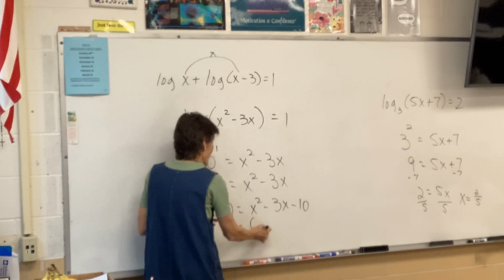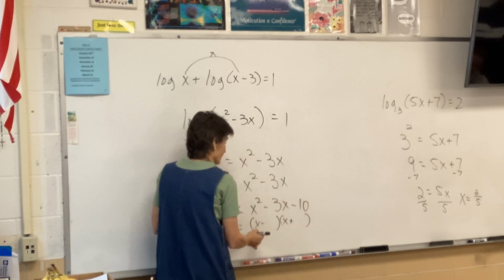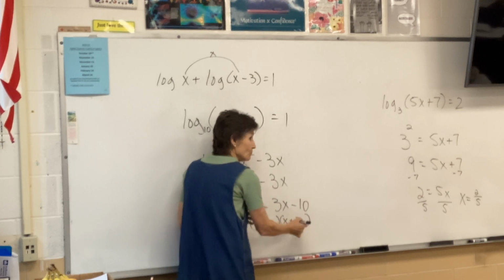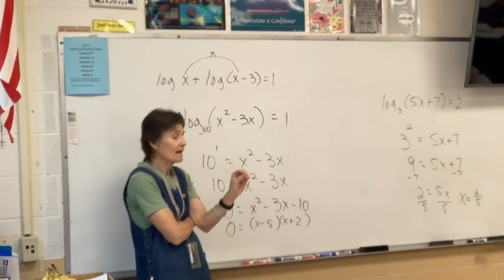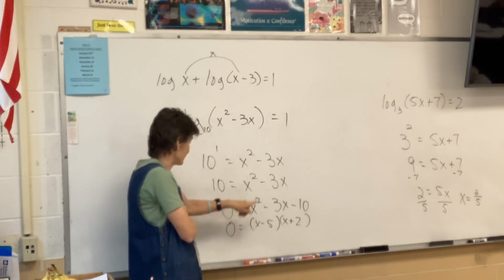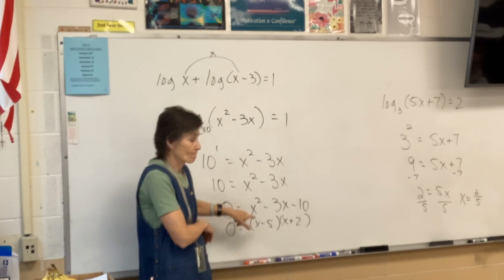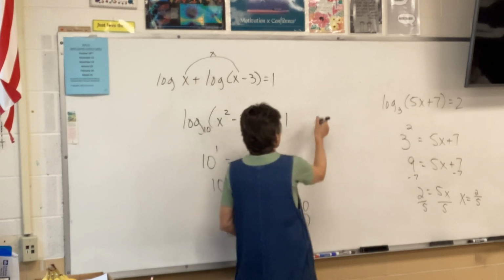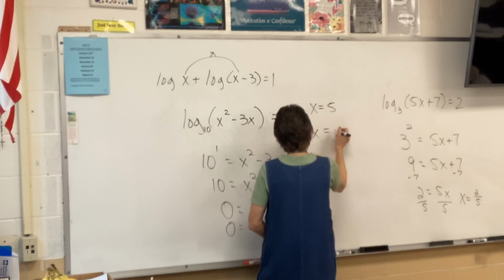This one does factor. Does anybody see how? Minus 5 plus 2. Now, again, if you don't want to factor it, you can use the quadratic formula. This is a quadratic equation. So I get two answers. My two answers are x equals 5 and x equals negative 2.